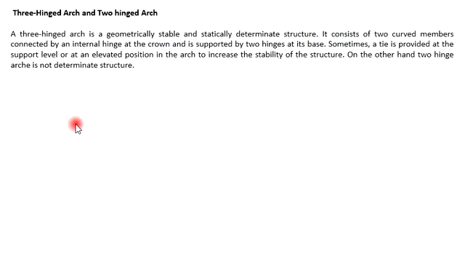So now the last point of this section, as I told you earlier also, is that the three-hinge arch is a geometrically stable and statically determinate structure, while the two-hinge and fixed arch are not statically determinate.